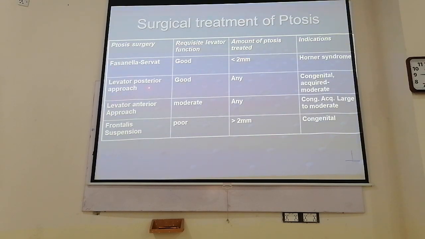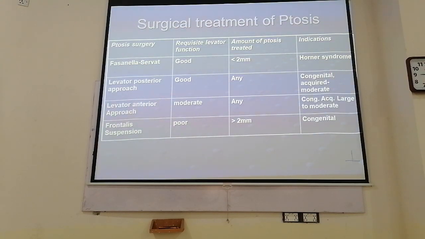Levator resection can be done from the anterior or the posterior approach, that is, from the skin side or from the conjunctival side. Usually we perform it from the skin side. We dissect the skin, then the subcutaneous tissue, and then we visualize the levator muscle. With a special gauge, we measure the levator muscle and decide how much to cut.